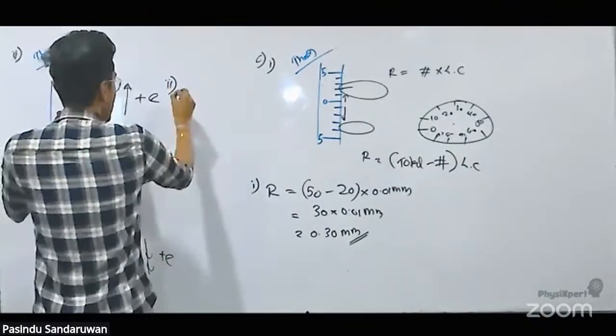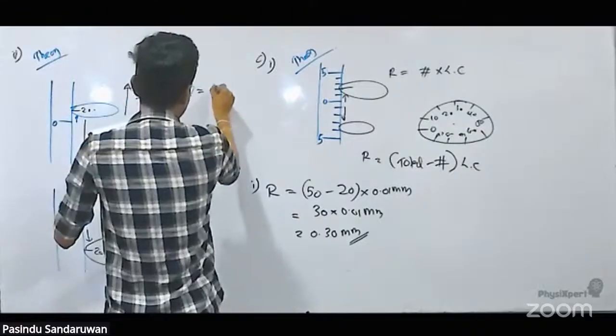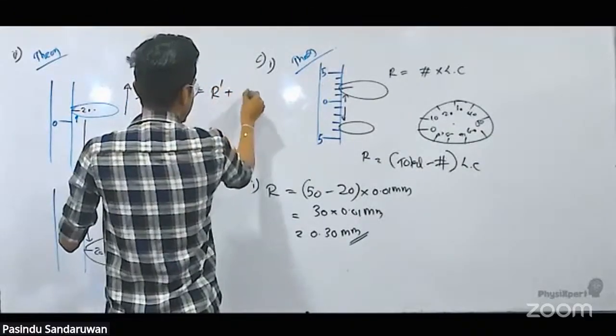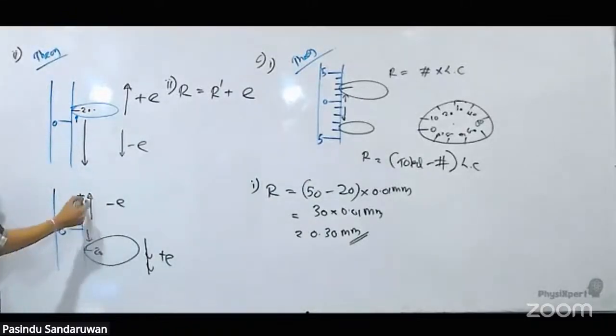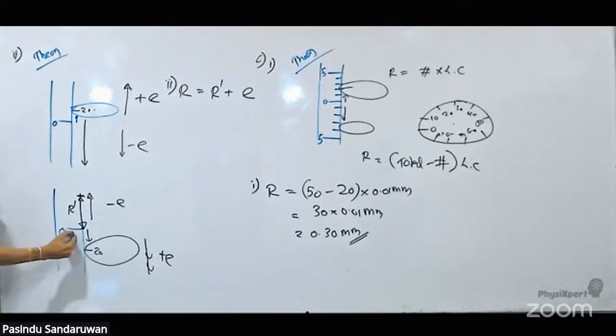Right? So therefore, actual reading is the apparent reading plus this error, because always the reading gives with respect to 0 from here to here. This is the apparent reading. Then for that apparent reading, this error should be added. Right?